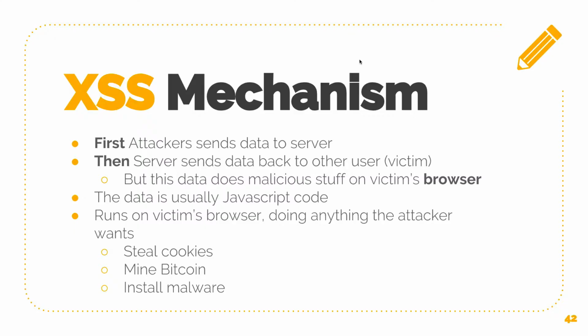So the way XSS works is that the first attacker sends data to the server, then the server sends that data back to another user, which is the victim. But this data does malicious stuff on your browser. The browser is the software that you use to browse websites, such as Internet Explorer, Mozilla Firefox, and Google Chrome. These browsers support a lot of different things. So if a server sends something malicious to them, then they run something malicious.